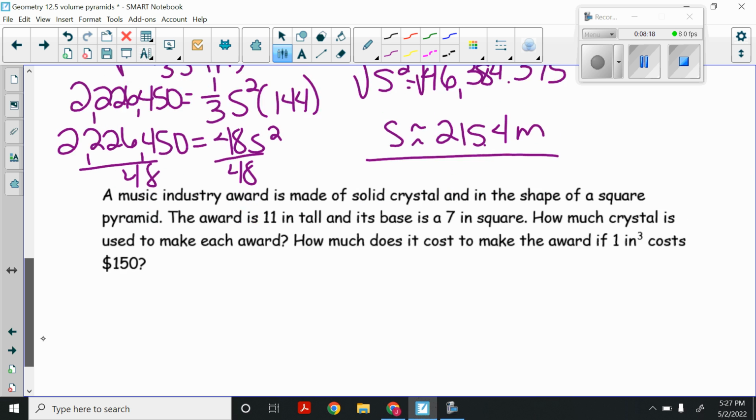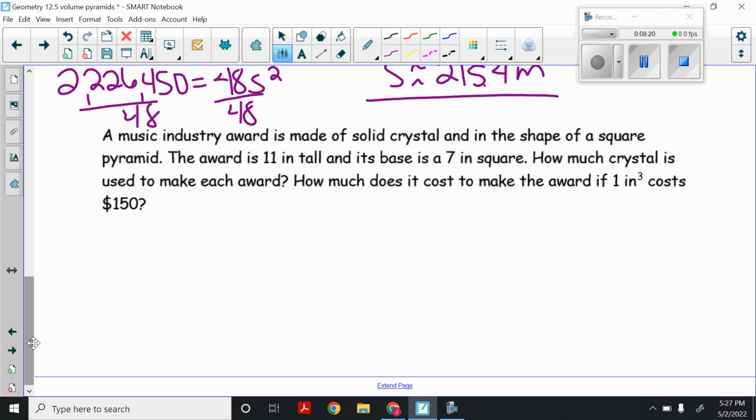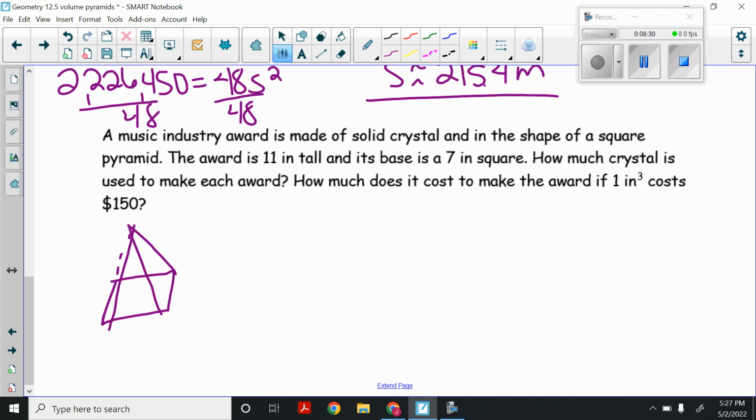It's our last word problem. A music industry award is made of solid crystal and it's in the shape of a square pyramid. Okay, so if I want to draw this out, let me see if I can get a better pyramid drawing for you there. I missed that first one. So here's my square. Okay, so here's my pyramid.